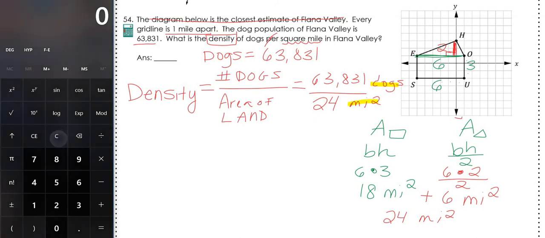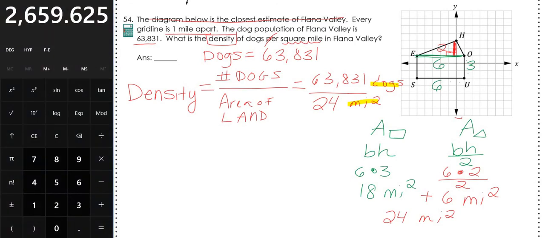So go to your calculator. We're going to do 63,831 divided by 24. We get approximately 2,659.625 as the number of dogs per square mile. So it's approximately equal to 2,659.625. The issue here is that we're talking about dogs per square mile. You can't have a fraction of a dog.